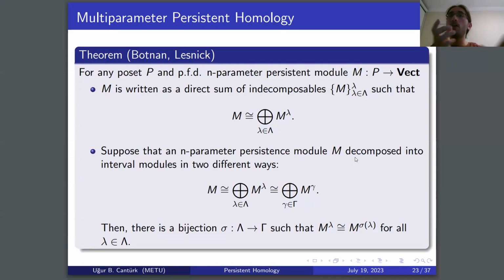Now, we are passing to the decomposition argument. In one parameter, for the finite type case, by using the PID argument for k[x], which is the polynomial ring over k, we can pass to the decomposition into interval modules, right?